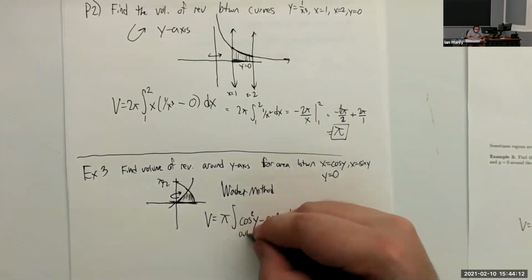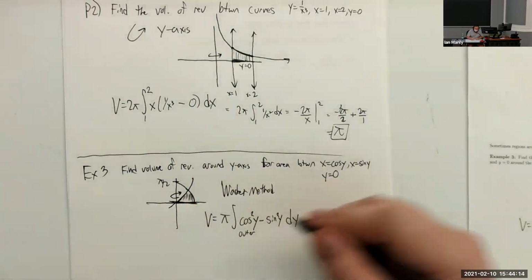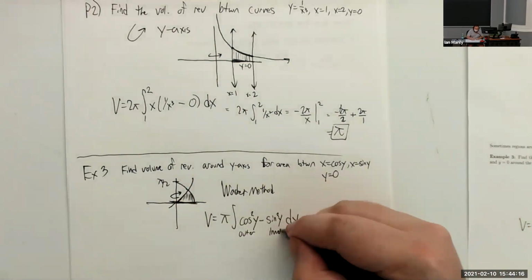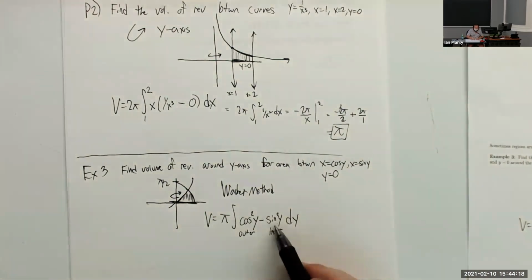Remember, a better way of thinking about this, especially when we're working with y, is this is outer and this is inner. We see which one's closer to the axis we're spinning around and which one is further away right here.